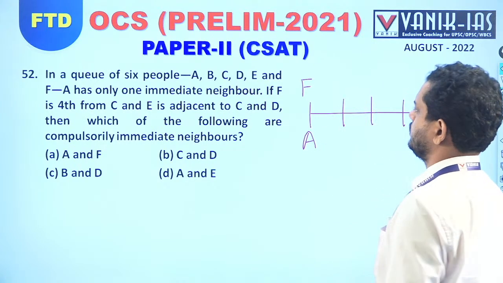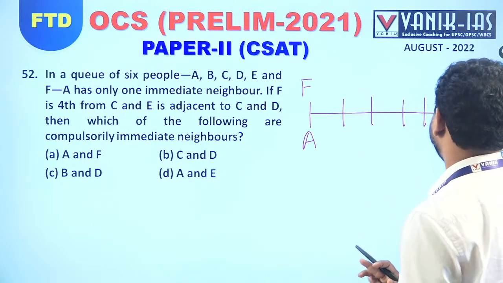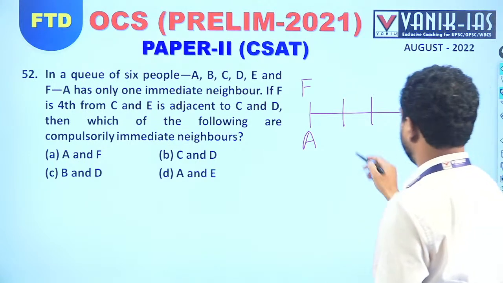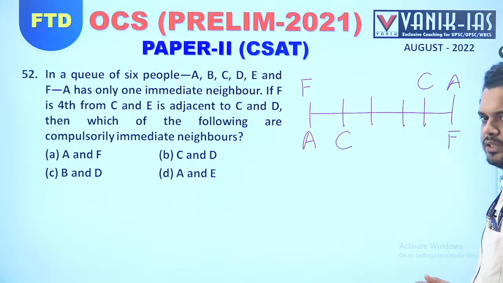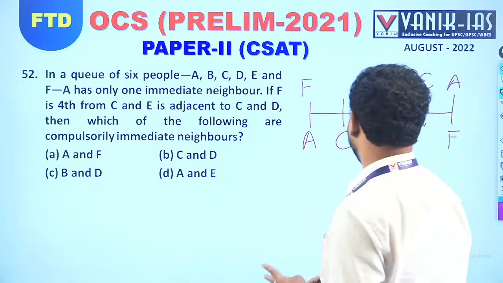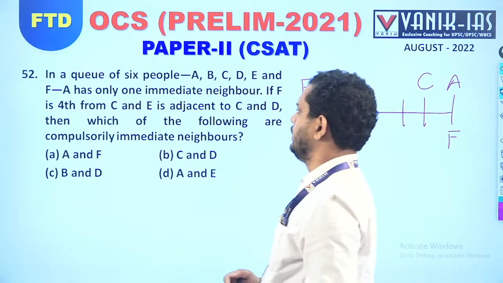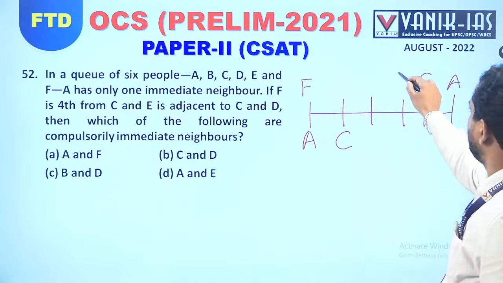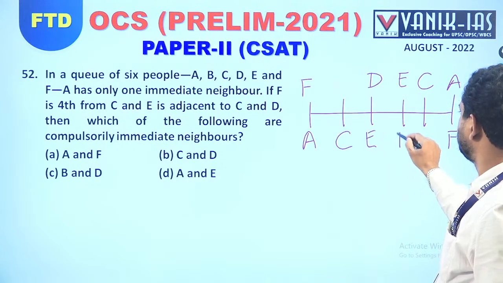Maximum possibilities. F is fourth from C. If fourth from C is given, then of course the gap is 3. If the gap from C is 3, then only it becomes fourth. And E is adjacent to C and D.